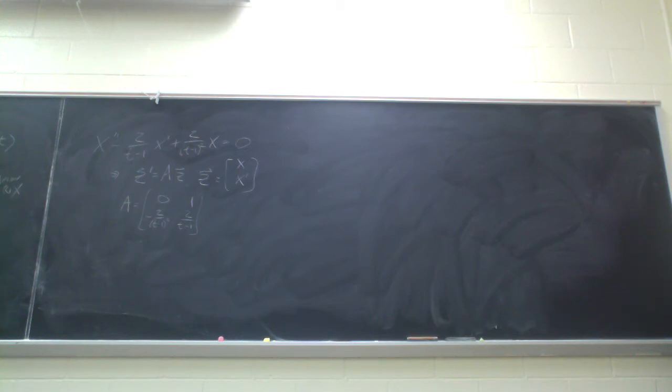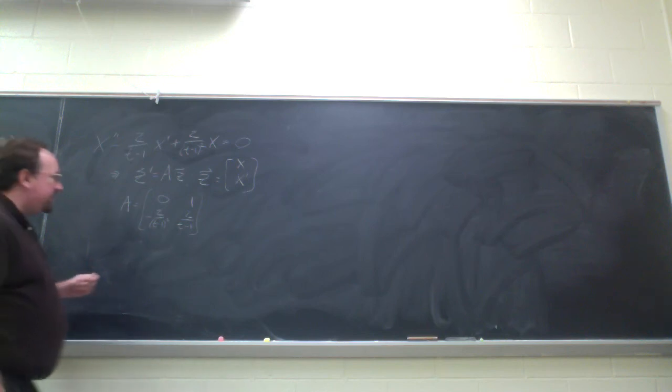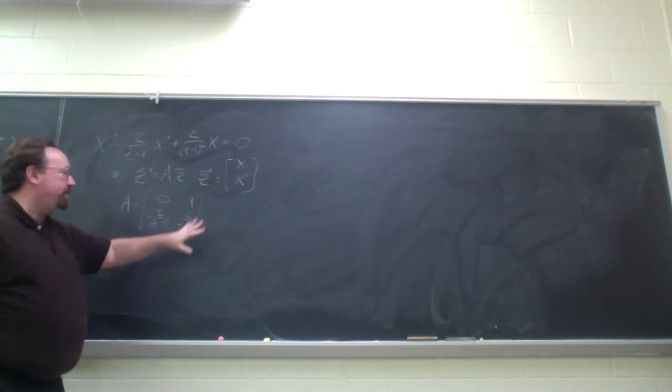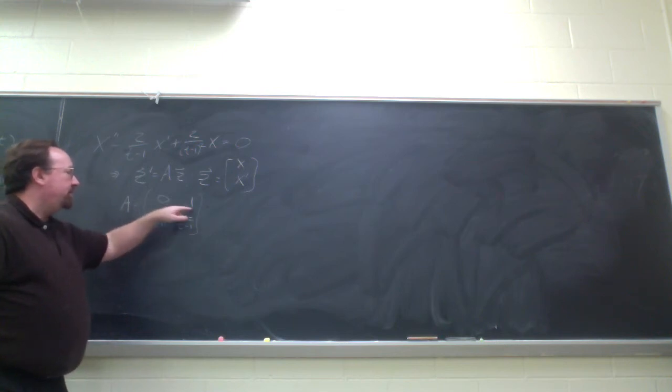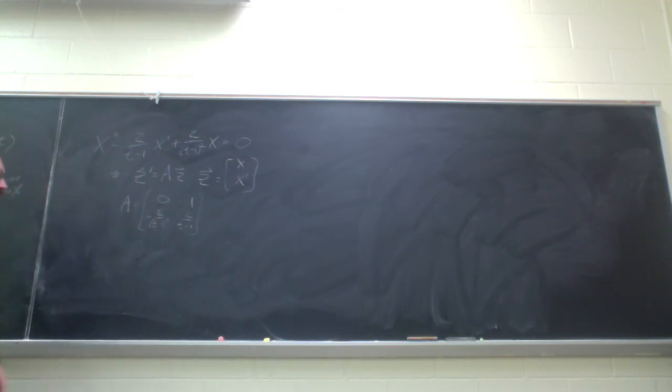You can see how that matrix goes. If I'd had a third order equation, this would be a 3 by 3 matrix, and I'd have 0, 1, 0 up top, and then 0, 0, 1 for the second row, and then negative coefficients in the third row. Okay.